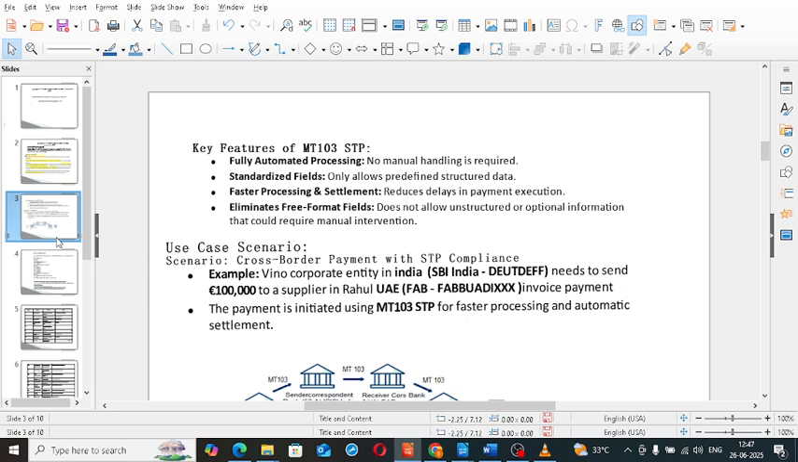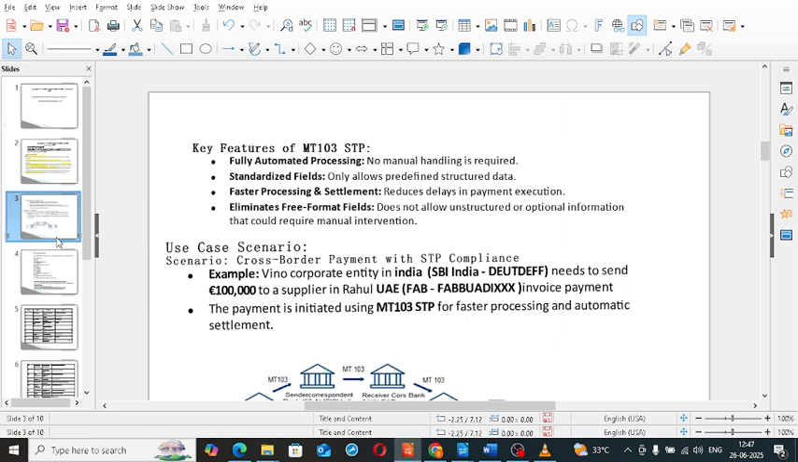Next, faster processing and settlement. Why is it faster? Because manual intervention does not happen for this message. It flows through the automation process. For that reason, the settlement is very fast compared with MT103.